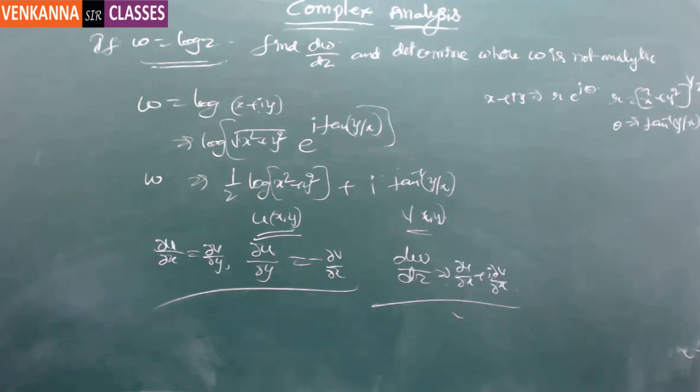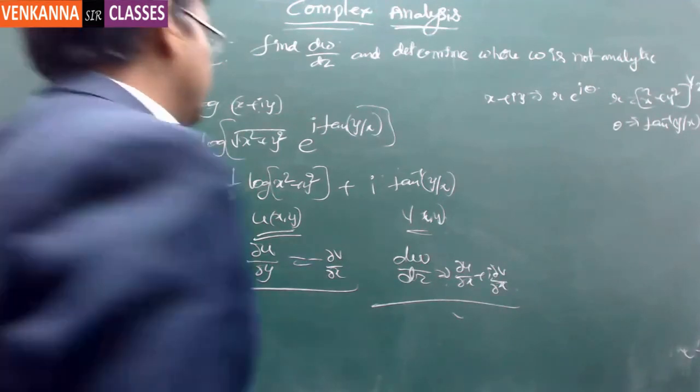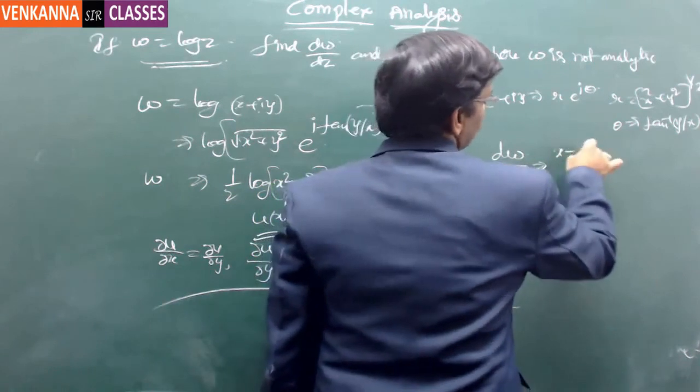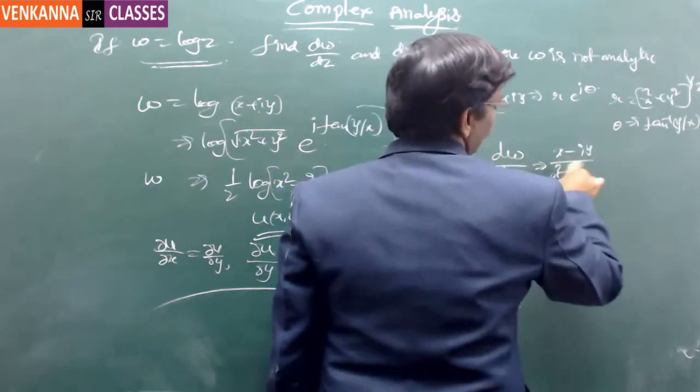What is dou u by dou x? Dou v by dou y also you have to calculate. Yeah, so Hitesh got it correctly. Not plus, actually it is minus. Yeah, correct, you are correct. So x minus iy divided by x square plus y square. So that is the derivative. Now here, if you notice, what we have got is dw by dz is nothing but x minus iy divided by x square plus y square.